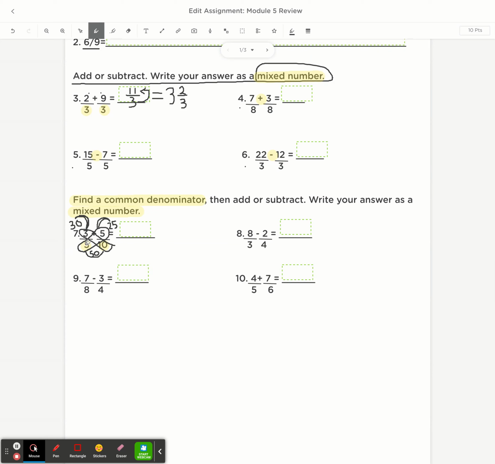I'm not going to rewrite them just because I don't have space. But now that we did the butterfly method, we have 30/50 and 25/50. So now they both have the same denominator, so I can go ahead and just add my numerators together. So 30 plus 25, which I know is equal to 55, and my denominator is 50ths. However, I cannot leave my answer like that because the directions tell me to write it as a mixed number. So I'm going to go ahead and write it as a mixed number.